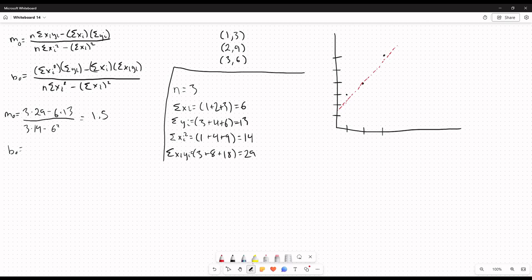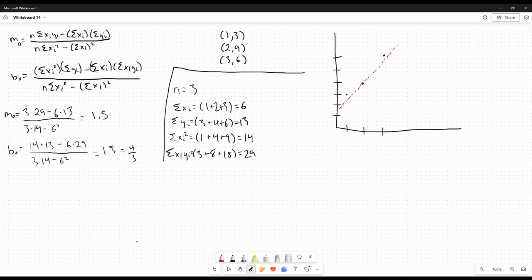Now we want our intercept. So that's going to be sum of our x's squared, that's 14, times sum of our y's, that's 13, minus sum of our x's, that's 6, times sum of that product, that's 29, over, same thing we had earlier, 3 times 14 minus 6 squared. And that gave me something like 1.3 repeating, or 4/3, if I felt so inclined.